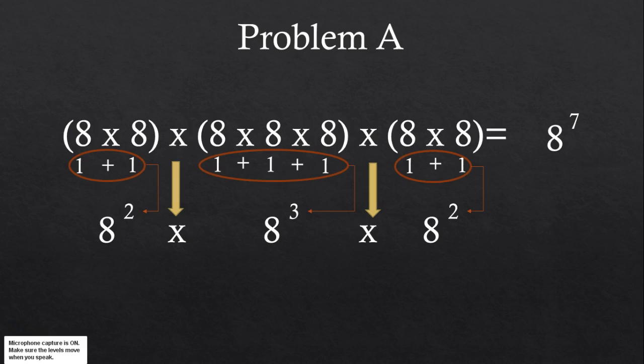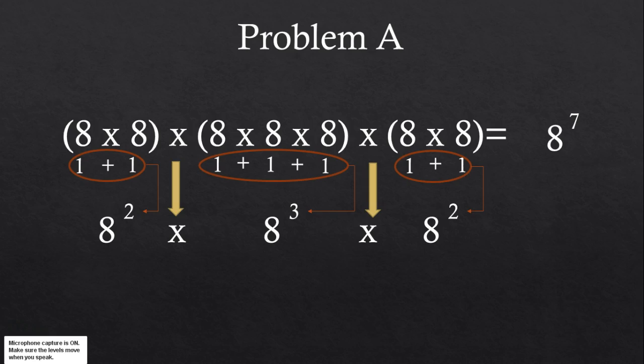So the whole equation is 8 to the 7th equals 8 squared times 8 cubed times 8 squared. Go ahead and say that equation. 8 to the 7th equals 8 squared times 8 cubed times 8 squared is the correct way to say that. Write that equation and put your pencil down when you're finished. Okay, go on to problem B. Put your pencil down when you're done, and we'll look at those answers.